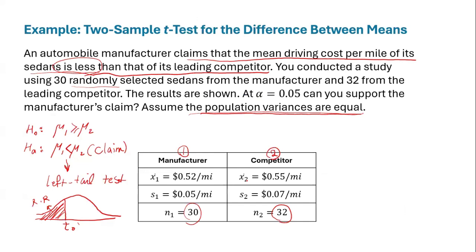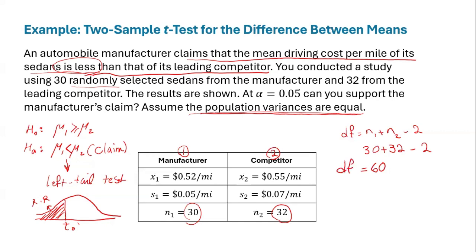So if I go back to this problem, the degrees of freedom is n1 plus n2 minus 2, which is 30 plus 32 minus 2. And the answer is 60. So the degrees of freedom is 60.